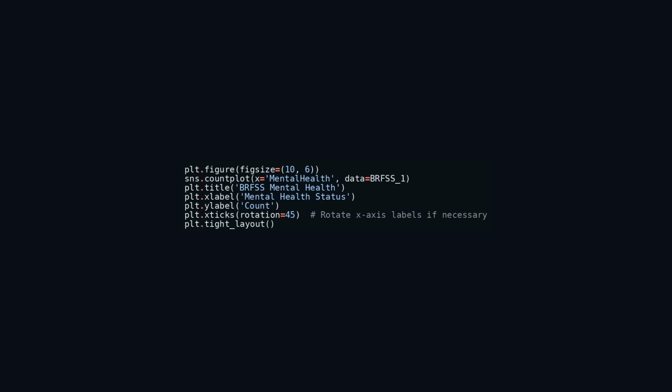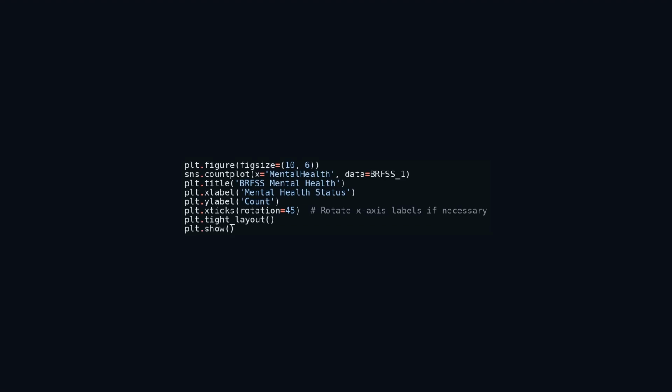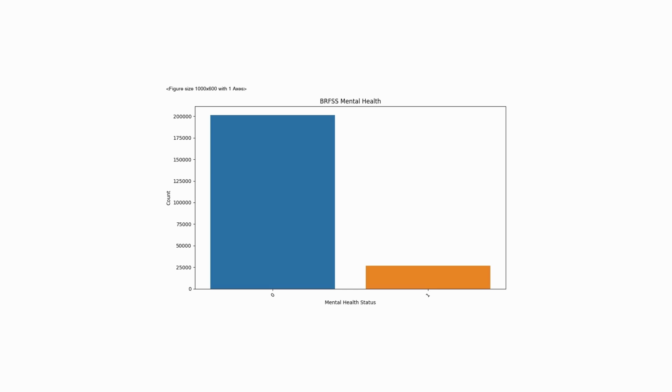This code snippet proves valuable for visually representing the distribution of categorical data in the mental health column, aiding in prompt analysis and interpretation of mental health status counts through visual cues. This visual approach facilitates the identification of potential patterns or trends embedded within the dataset.